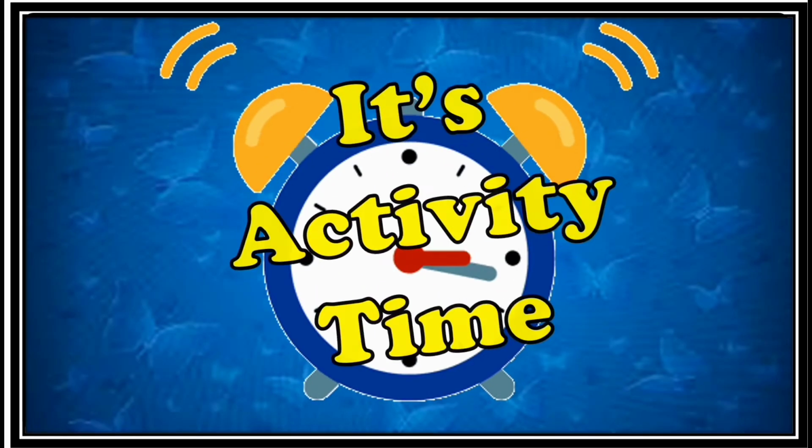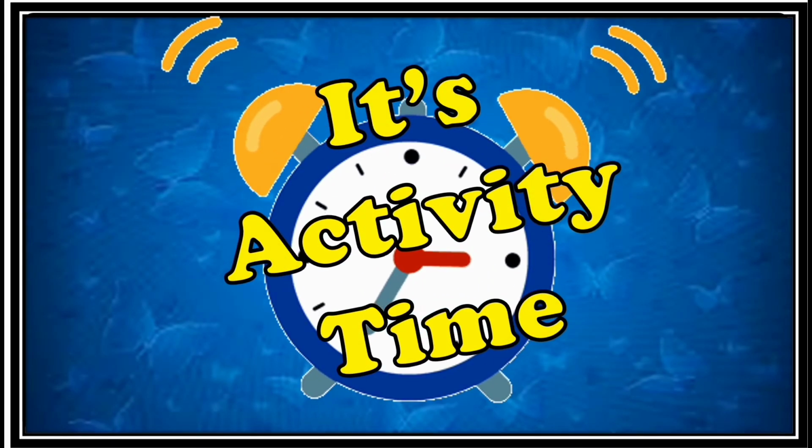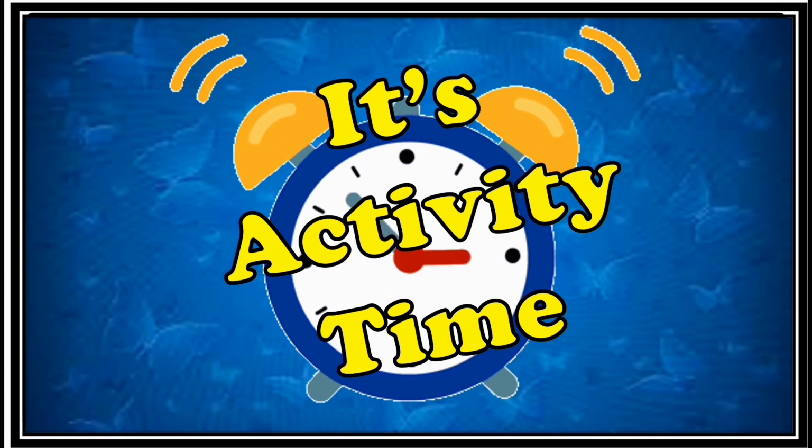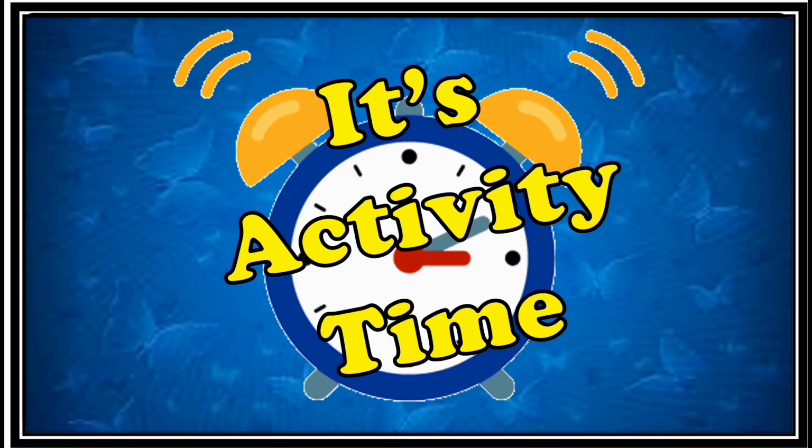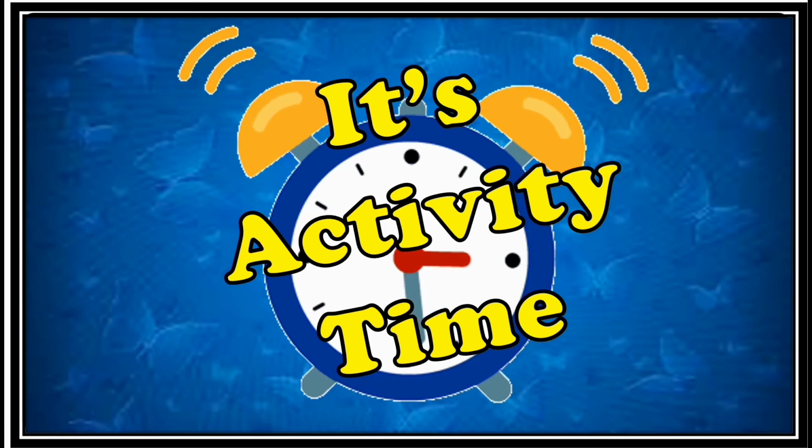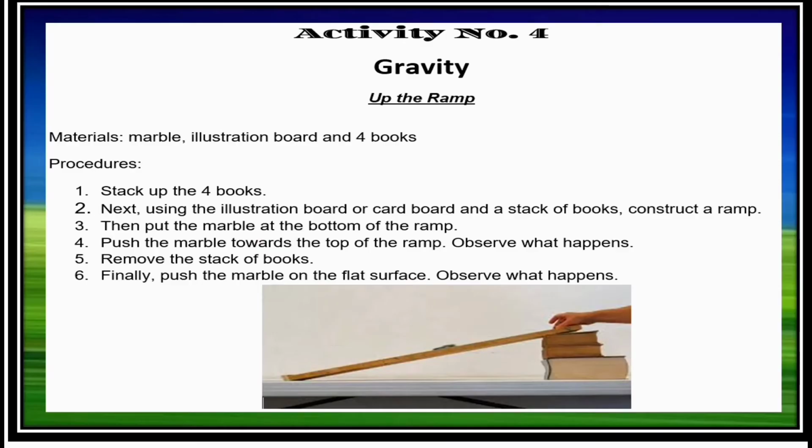So it's activity time. To understand more about gravity and how gravity affects the movement of an object, let us perform a simple activity about gravity. The title of our activity is Up the Ramp. What are the materials? We have a marble, an illustration board, and 4 books. If you don't have an illustration board, you can use cardboard.